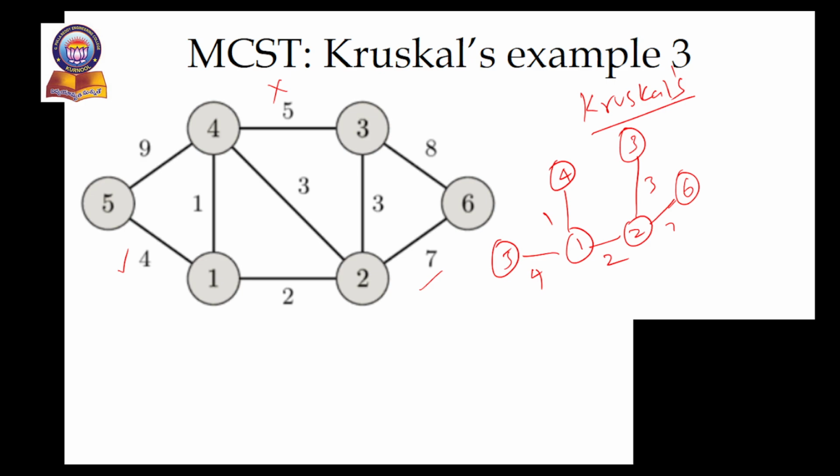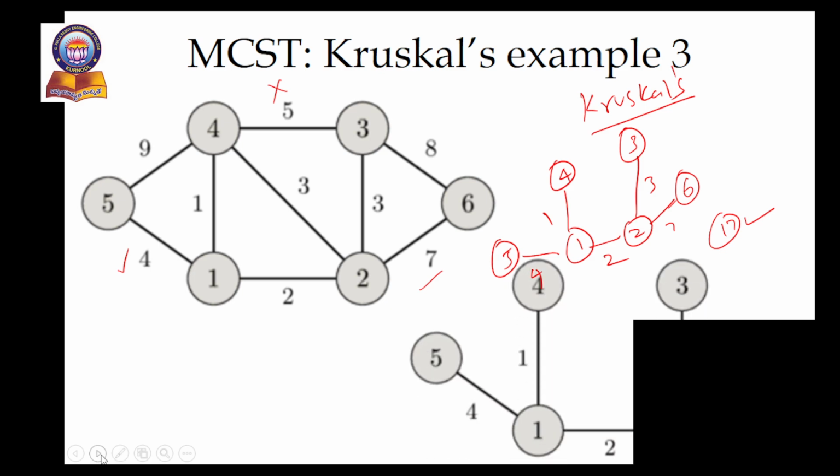That is 1, 2, 3, 4, 5, 6. And what is the minimum cost? That is 4 plus 1, 5, plus 2, 7, plus 7, 14, plus 3, that will be equal to 17. So this is the minimum cost spanning tree which can be solved using Kruskal's algorithm.